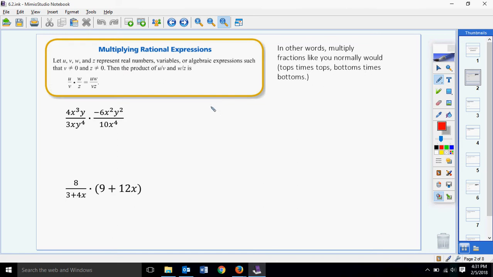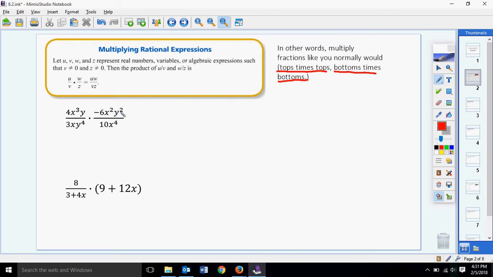So let's say we wanted to multiply rational expressions. Now remember, rational just means fractions. So we're going to multiply polynomials that are in the numerator and in the denominator. So we multiply them like we normally would fractions. A lot of the times you might hear me say tops times tops, bottoms times bottoms. That just means multiply the numerators and then multiply the denominators.